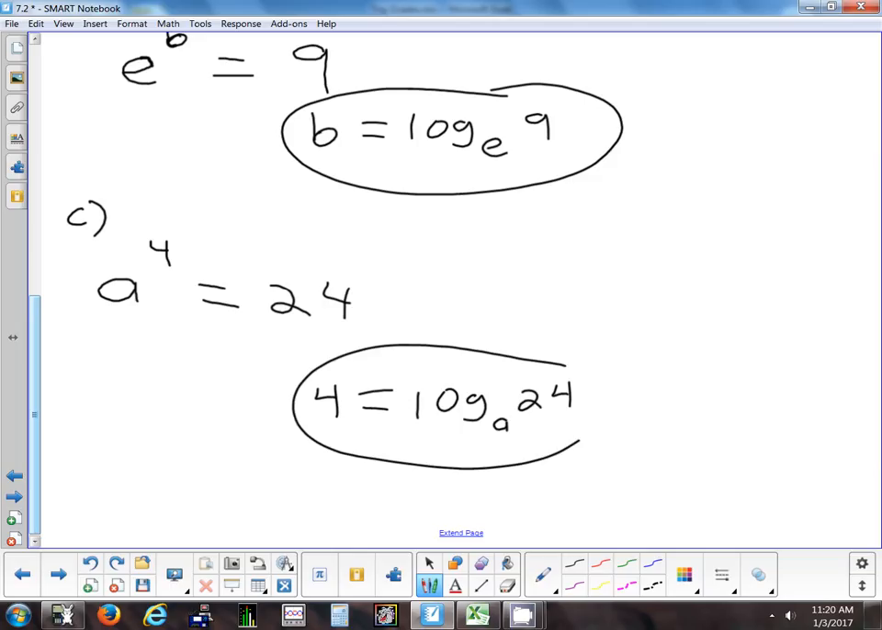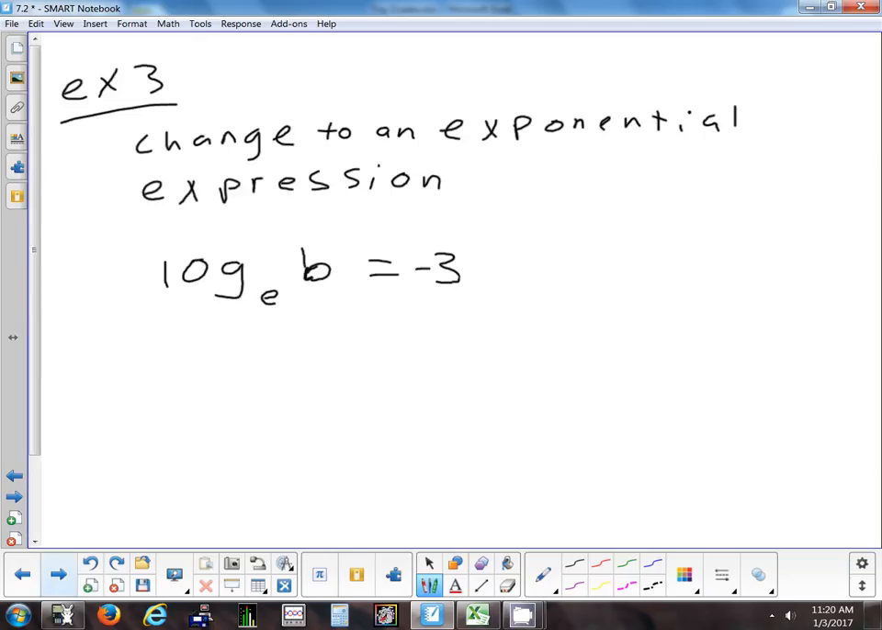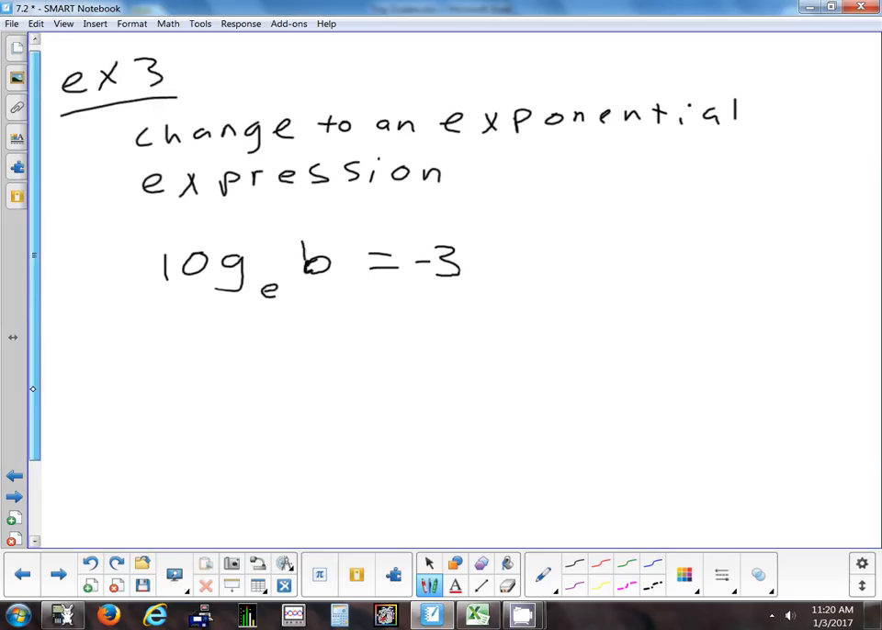Right. So any questions on it? So this is one that we're going to change to an exponential expression, and then I'm going to show you on the calculator how you can type it in. The way it's written right now, this isn't something we can type in. But if we do what the directions are asking us to, then you can.